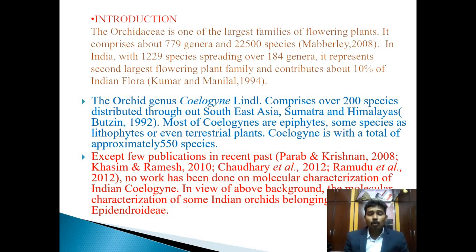It comprises about 779 genera and 22,500 species distributed around the world. In India, there are 1,229 species spreading over 184 genera. It represents the second largest family of the flowering plants, and it contributes about 10% of Indian flora.